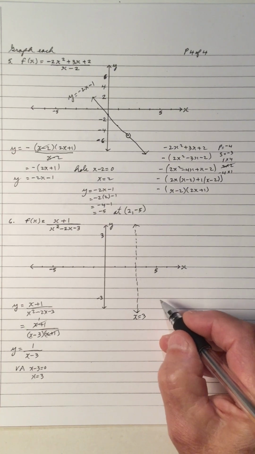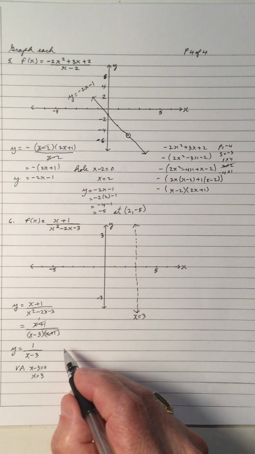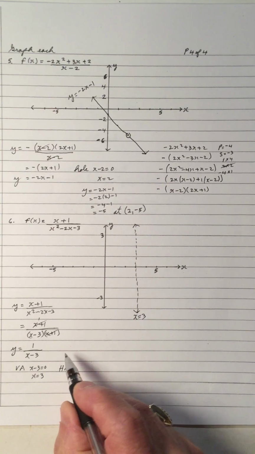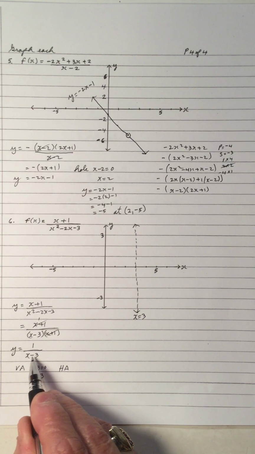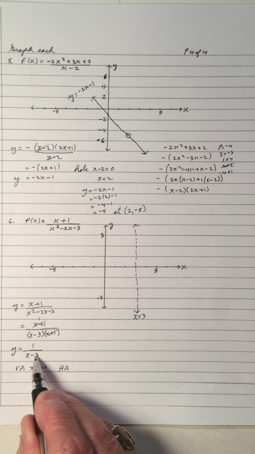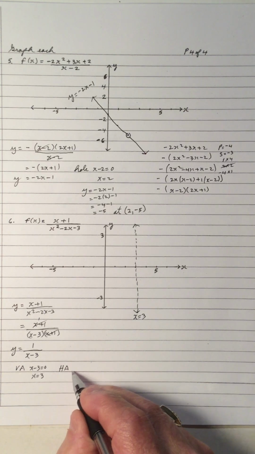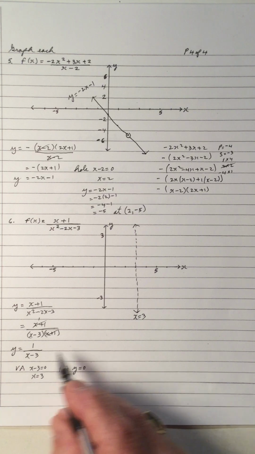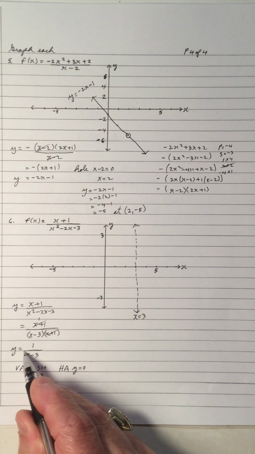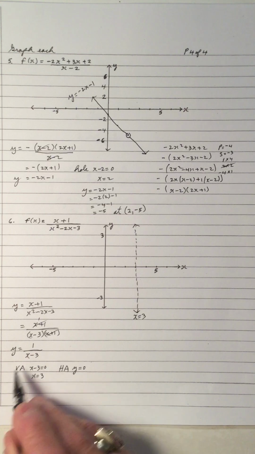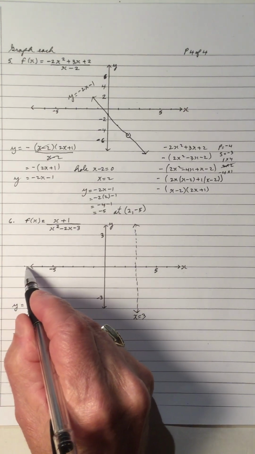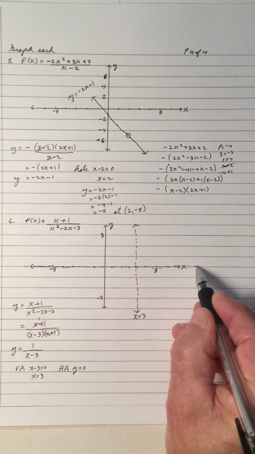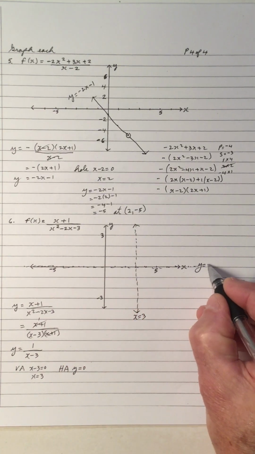Now let's see if we have a horizontal asymptote. Take this equation: as x goes to infinity, x minus 3 goes to infinity, that means y goes to 0. So the horizontal asymptote is y equals 0. As x gets larger and larger, this fraction gets smaller and smaller, approaching 0. So we have a horizontal asymptote right there, and that's y equals 0.